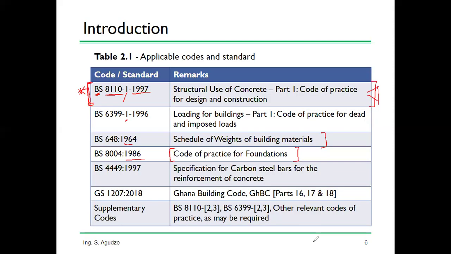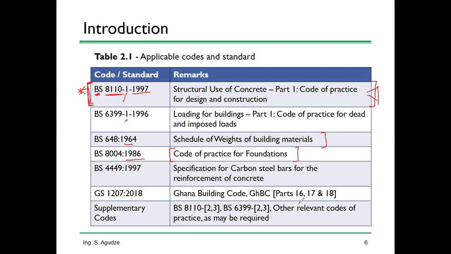And then the GS 1207:2018 is the Ghana Building Code, and specifically will refer to part 16, 17, and 18. Okay. And then what I call supplementary.